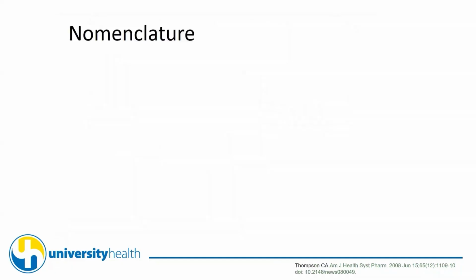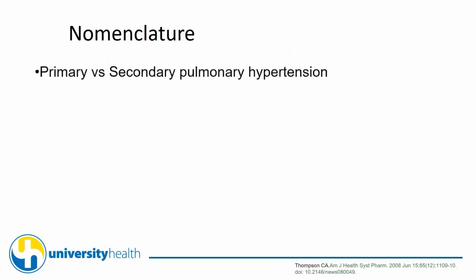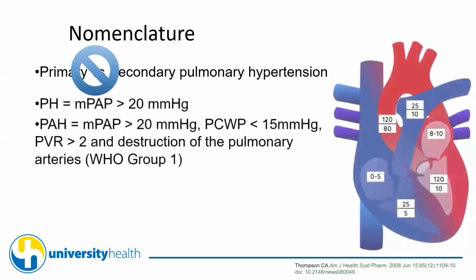So I just wanted to go over some of the nomenclature real quick. First, primary versus secondary pulmonary hypertension. I'm not a big fan of this type of definition because I'm going to go over on the next slide the different classifications. Second, pulmonary hypertension versus pulmonary arterial hypertension.